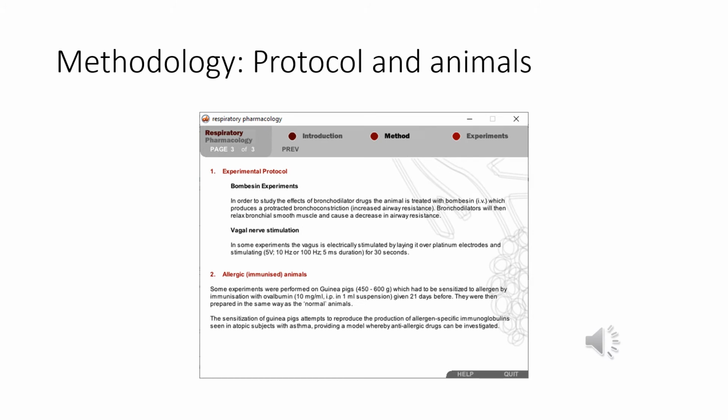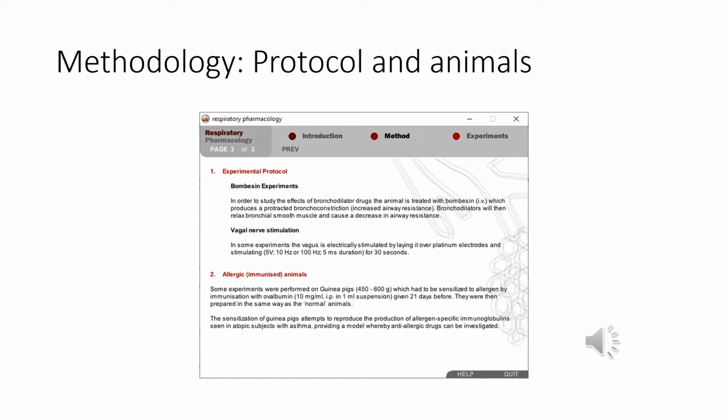Experimental protocol. Bombesin experiments. In order to study the effects of bronchodilator drugs, the animal is treated with bombesin, which produces a protracted bronchoconstriction. Bronchodilators will then relax bronchial smooth muscle and cause a decrease in airway resistance. Vagal nerve stimulation. In some experiments, the vagus is electrically stimulated by laying it over platinum electrodes and stimulating at 5 volt, 10 Hz or 100 Hz, 5 milliseconds duration for 30 seconds.